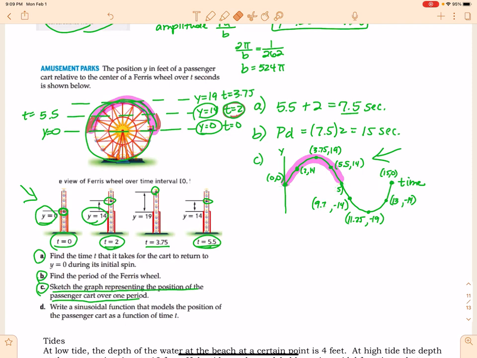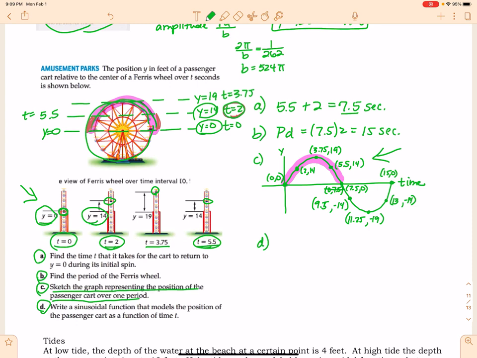I wrote this one wrong. Sorry, kids. I was afraid that was going to happen. I'll just fix it. 7.5, 0. Groovy. That's why I'm doing this for you and not making you do it by yourself.